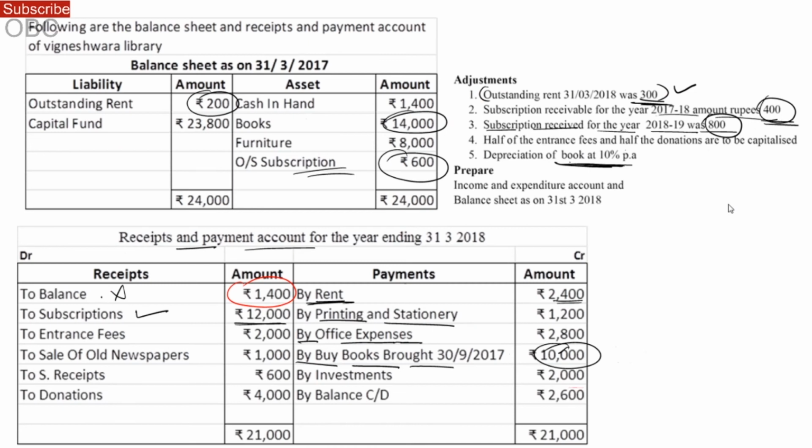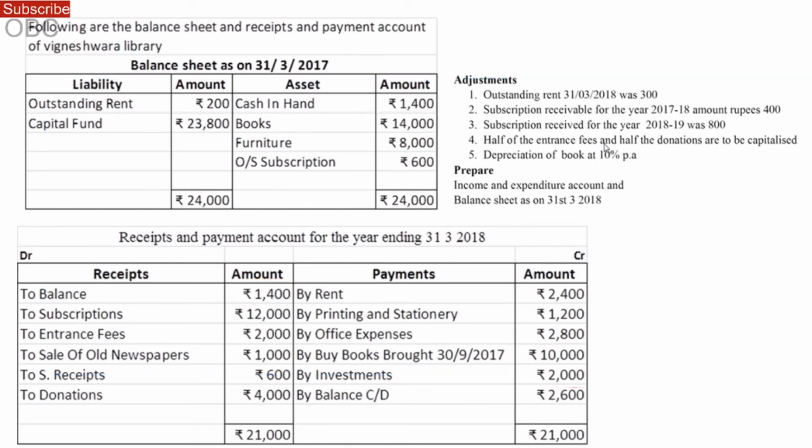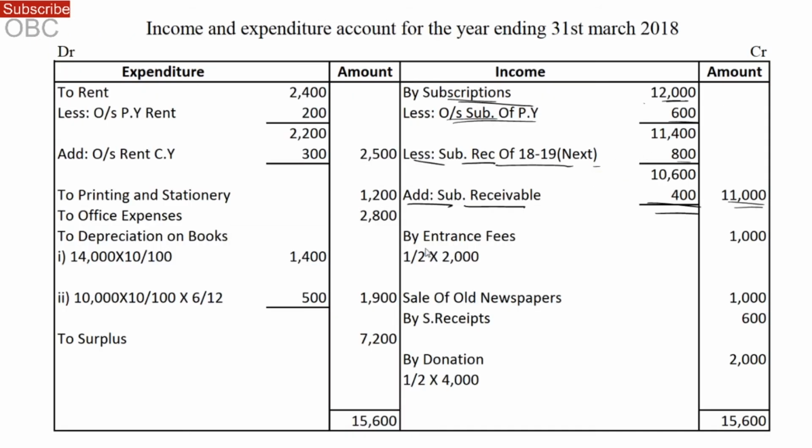Next, entrance fees, 2,000 rupees is there. When we were discussing the question, we discussed this entrance fees and donation. We need to capitalize it, right? So right now we are only considering entrance fees 2,000 rupees. In that 2,000 you need to cut half, because half of that amount should be capitalized. So for 2,000 you need to cut half. That means entrance fees multiplied by 1/2, that will be 1000 rupees.